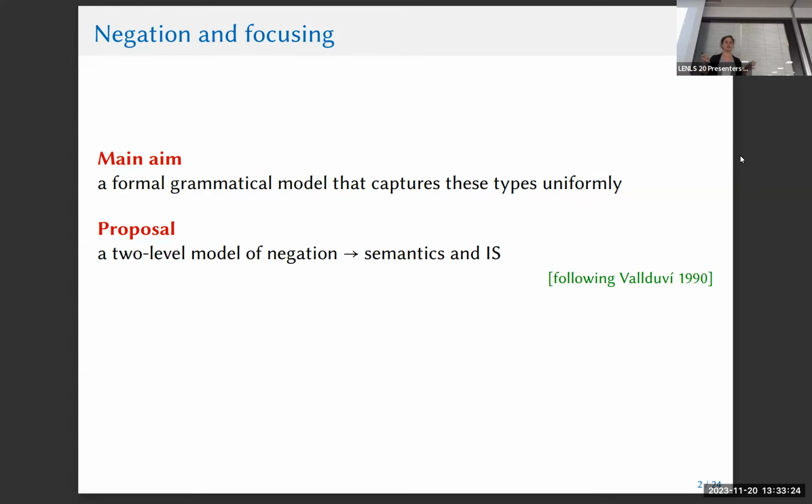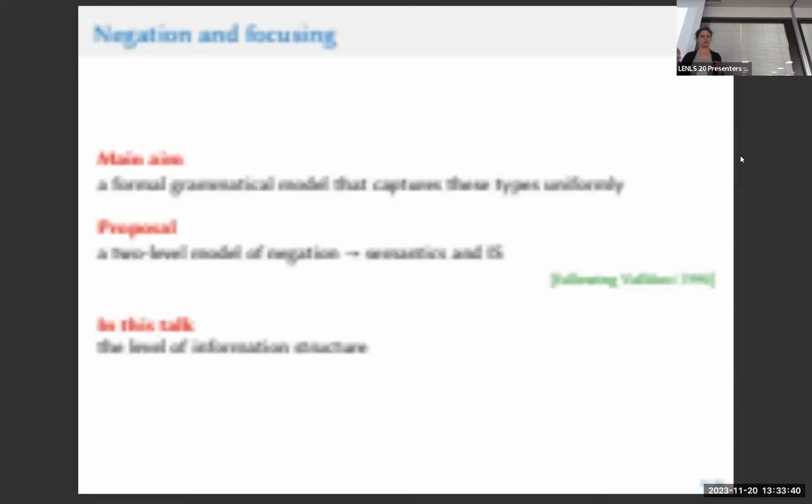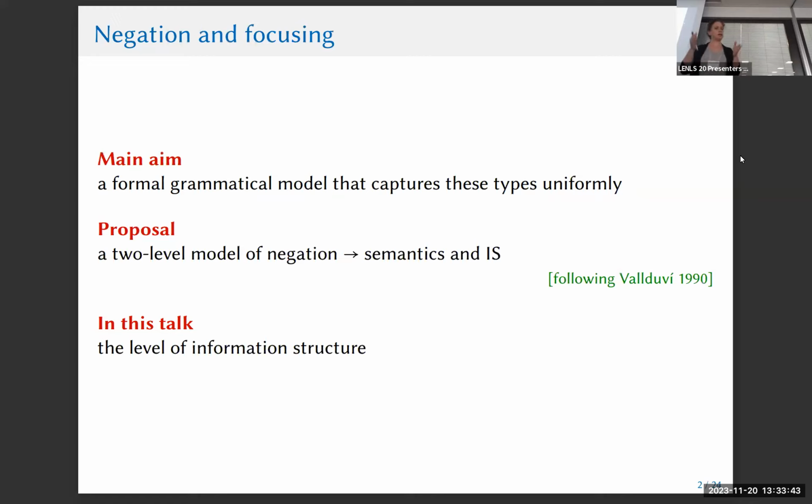I would like to make a first proposal towards a two-level model of negation: a negation that works on one hand on the semantics, where you can have your logical operation or whatever semantics you have, and on information structure. In this talk, I would like to narrow down to the information structure part. For me, the important question is how to model that, how to come up with a grammatical model that does what I would like it to do.